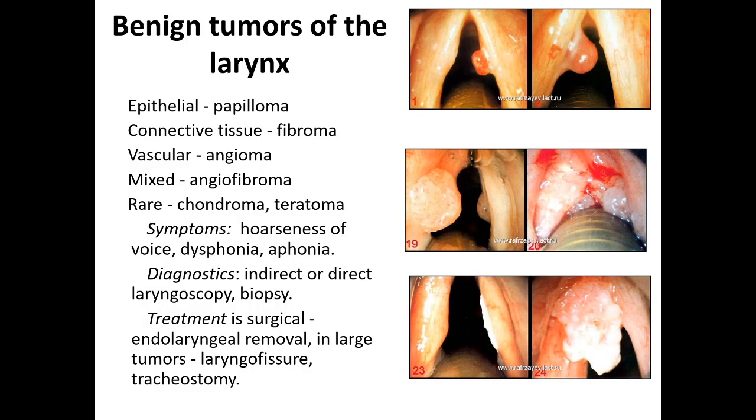Tumors of the larynx: epithelial papilloma, connective tissue fibroma, vascular angioma, mixed angiofibroma, rare chondroma, teratoma. Symptoms: hoarseness of voice, dysphonia, aphonia. Diagnosis: indirect or direct laryngoscopy, biopsy. Treatment is surgical: endolaryngeal removal, for enlarged tumors laryngeal fissure, and tracheotomy.